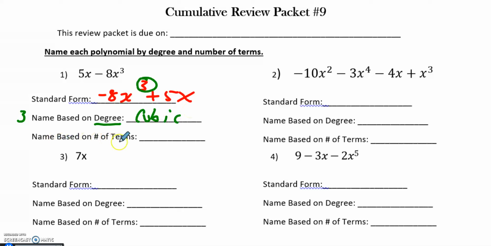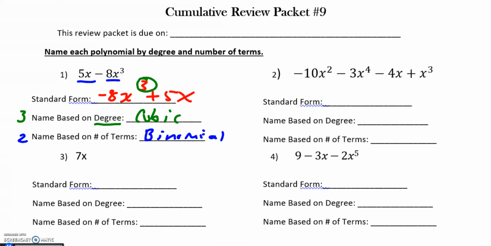And the name based on number of terms, because this polynomial has 2 terms separated by a plus or minus sign, it has 2 terms, which means that this must be a binomial. So this polynomial is called a cubic binomial.